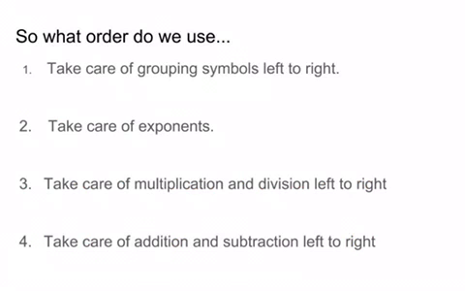This is what we need to do so that our answers are correct in mathematics. We need to follow the order of operations. We first need to take care of grouping symbols left to right. Now there are various grouping symbols. We can have parentheses. We can have brackets. We can even have a fraction bar where the numerator is one group and the denominator is another group.